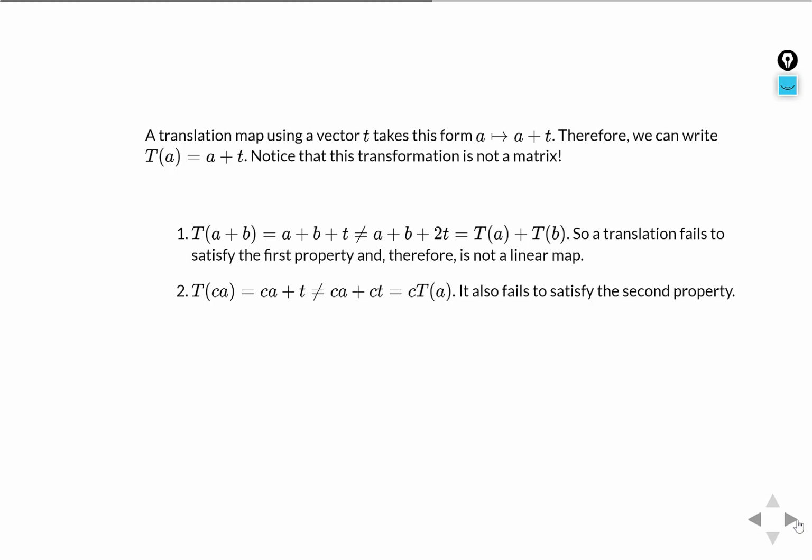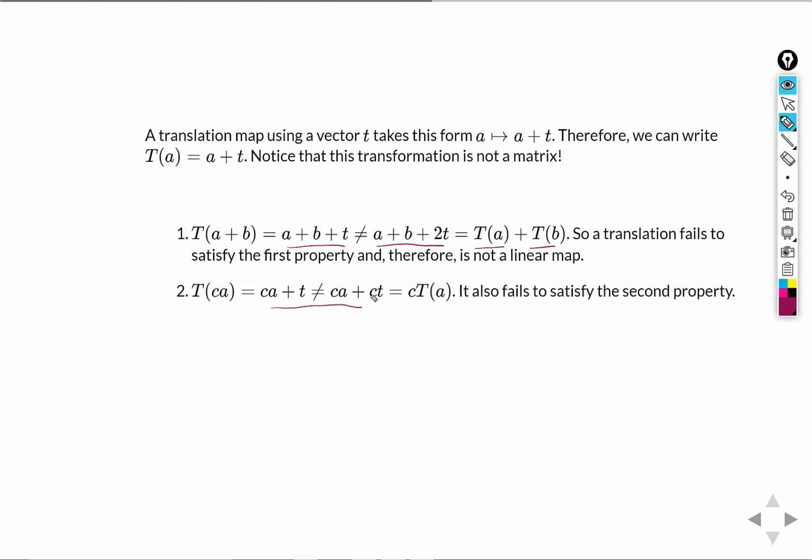For the first one, if we apply the transformation T to the sum of A and B, we get A plus B plus T. And if we apply the transformation to A and B individually, we get A plus B plus 2 times T. Therefore, the translation fails to satisfy the first property of linear transformations and is not a linear map. We can check the second property and it also fails to satisfy that.